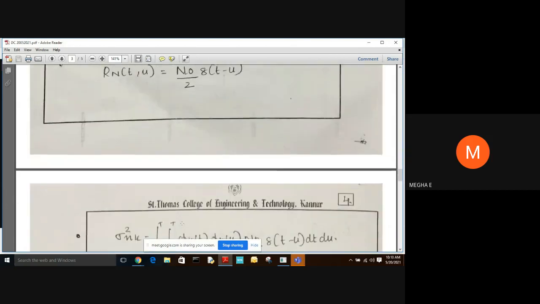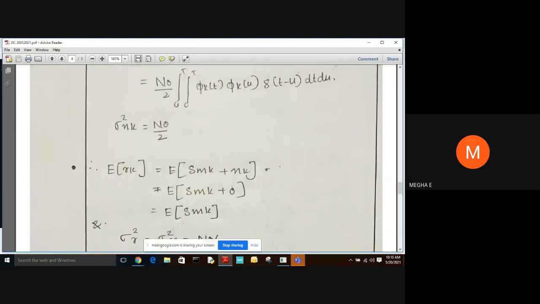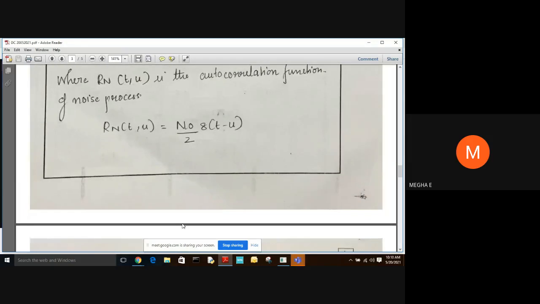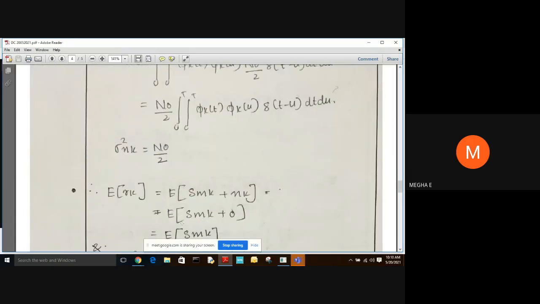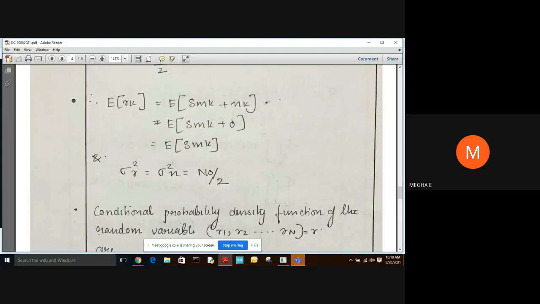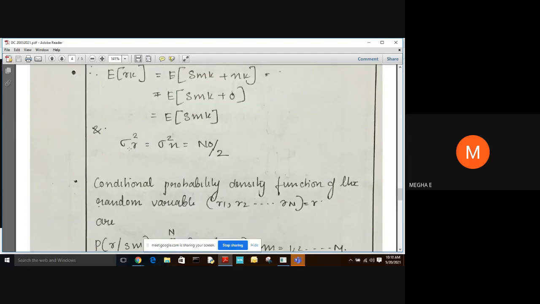So up to this we have discussed. Here we have found the expectation value and the mean and variance of both the received signal and transmitted signal. That is, for the received signal the noise component variance equals n0 by 2. Then we are finding the conditional probability density function of this random variable. Here we are finding this because the noise components are uncorrelated Gaussian random variables and they are also statistically independent.